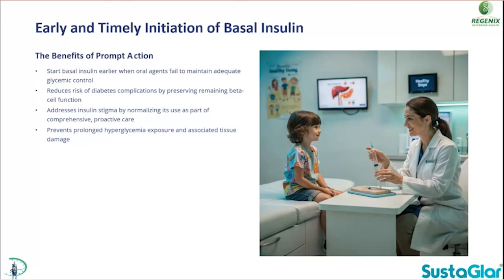The benefit of prompt action is starting basal insulin earlier when the oral agents fail to maintain adequate glycemic control. When you have 3 OADs and the patient is still struggling to get the HbA1c under control, that's the time to talk about basal insulin therapy. If the patient agrees, we can start immediately with 0.2 or 0.3 units per kg body weight. By starting insulin early, we can reduce diabetic complications and preserve the remaining beta cell function. We can even address insulin stigma by normalizing its use as part of comprehensive and proactive care. It also prevents prolonged hyperglycemia exposure and the associated tissue damage.